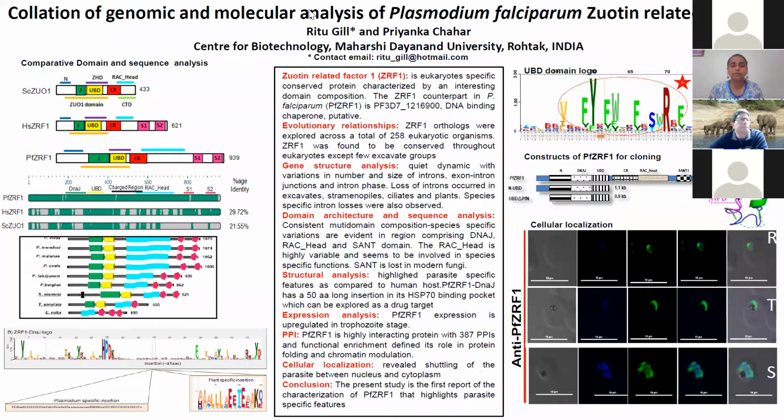performed in Plasmodium falciparum erythrocytic stages, that is ring, trophozoite, and schizonts. ZRF1 was found to be upregulated in the trophozoite stage. IFA experiments revealed differential localization of ZRF1, shuttling between cytoplasm and nucleus in different asexual stages. In a nutshell, the present study provides a detailed analysis of ZRF1, highlighting the species-specific and parasite-specific features that can be further explored for its potential as an antimalarial drug target. Thank you so much.